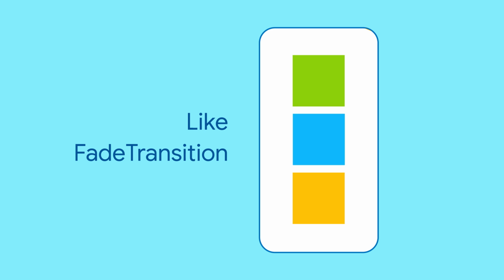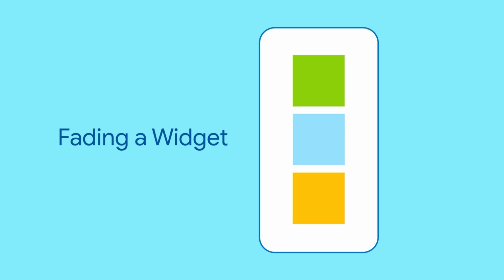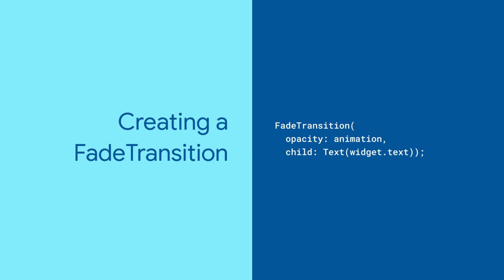Let's take a look at Fade Transition. A fade transition lets you fade a widget in and out. It takes a child and an animation, but where does the animation come from?